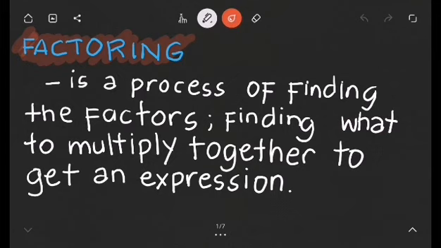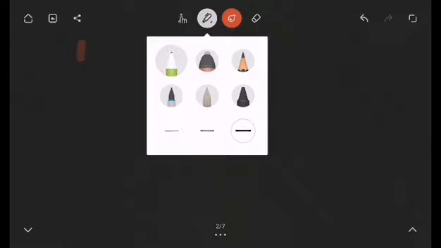So, factoring is a process of finding the factors, or finding what to multiply together to get an expression. Okay, simplihan natin. Let's say ang ating number na given is 16. When we say factoring, ito yung process ng paghahanap ng mga factors o numbers na magre-resulta sa 16. So, one of the possible factors ng 16 ay pwedeng 8 times 2.